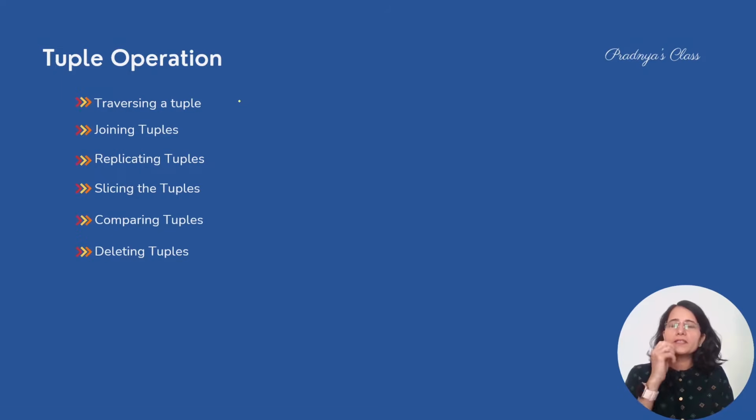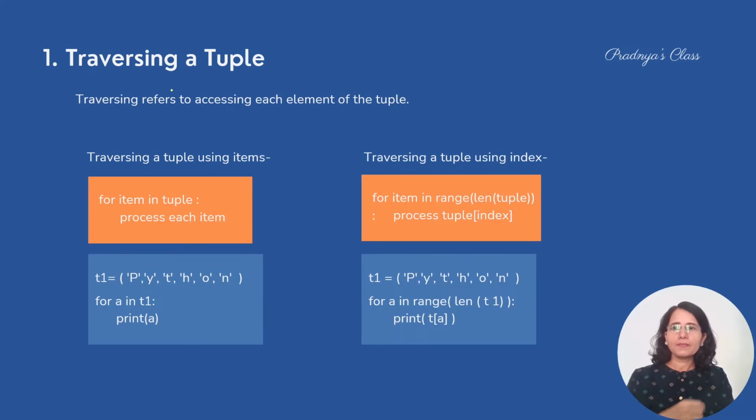Now we will be discussing the different tuple operations. So here is the list of the tuple operations. Most operations are similar to list. Let's discuss the first operation, that is traversing a tuple. Traversing means accessing each element of the tuple. We have to iterate through the tuple and then we can process each element. And for iterating we use a for loop.